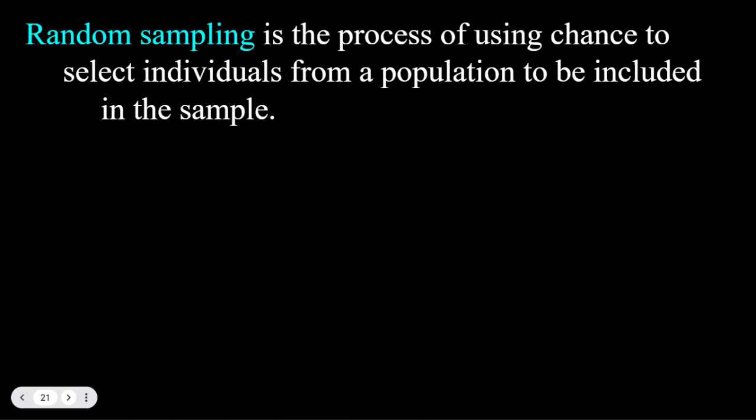Moving on to sampling, we want to start talking first of all with random sampling. Random sampling is the process of using chance to select individuals from a population to be included in the sample. So random means kind of like sporadic, and that's the idea. Sporadic values, everybody has a chance of getting chosen.